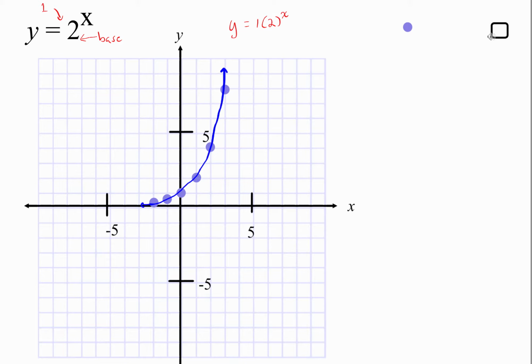And there we have it. Now remember that down here something special is happening. This exponential graph will never touch the x-axis. Remember, that was the word, an asymptote.